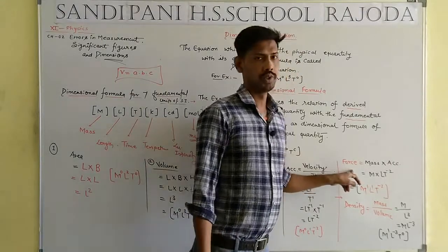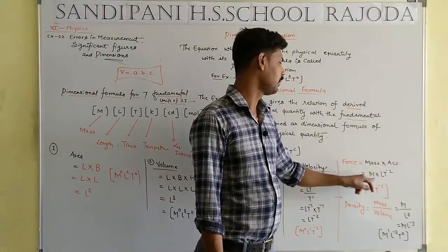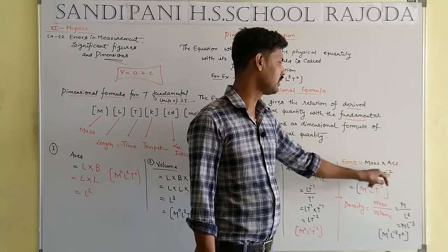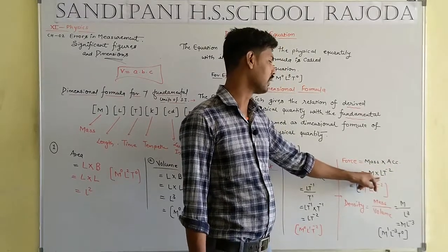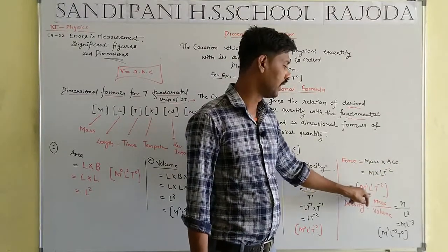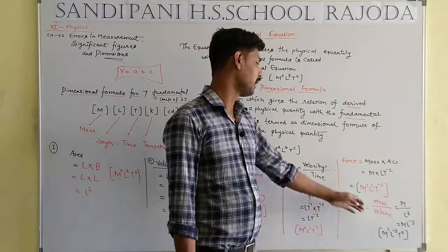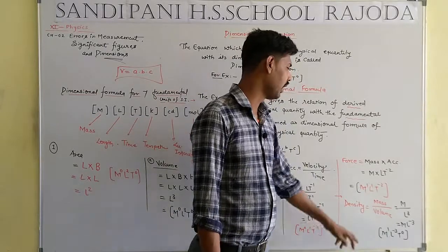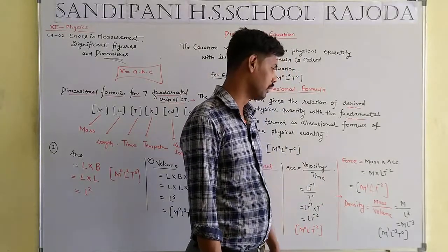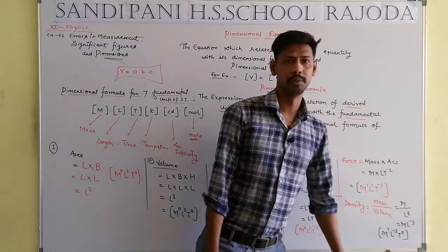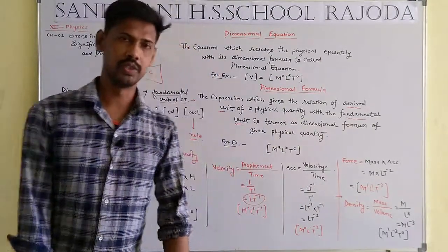Next one is the force. What is the meaning of force? Mass into acceleration. Mass is represented by M and acceleration by L T minus 2. Put it in the dimensional box. Now density, what is the meaning of density? Mass by volume. Mass will be capital M and volume will be L cube. So M L to the power minus 3. I hope you are getting all the solutions.